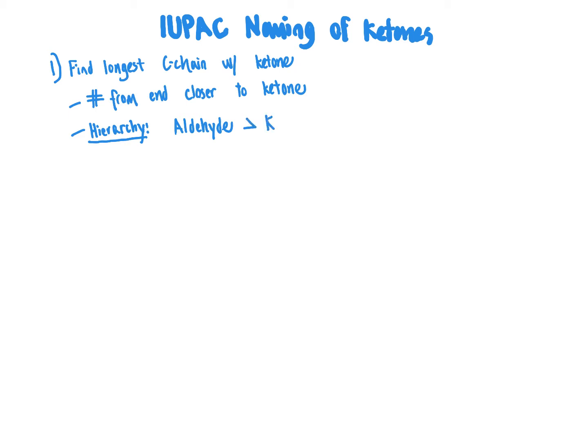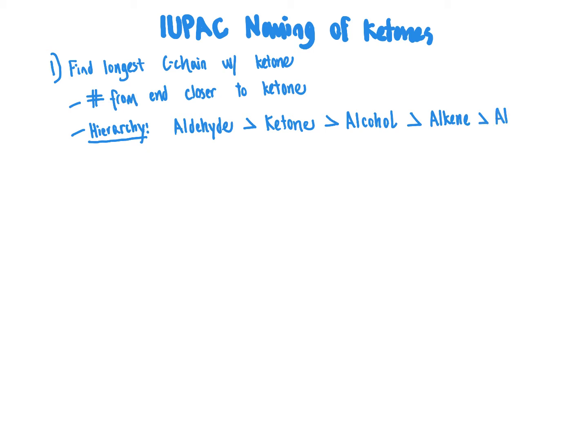Next up in the hierarchy of functional groups that we've learned so far are ketones. So if you have an aldehyde and a ketone group in the same molecule, you would find the longest carbon chain and start numbering relative to the aldehyde group, not relative to the ketone. Ketones outrank alcohols, so if you had a molecule that had both a ketone group and an alcohol group, you would find the longest carbon chain and number it relative to the ketone being closer to the end of that longest carbon chain.